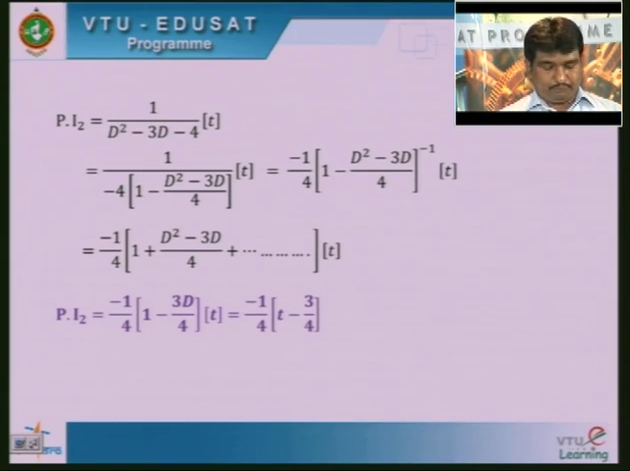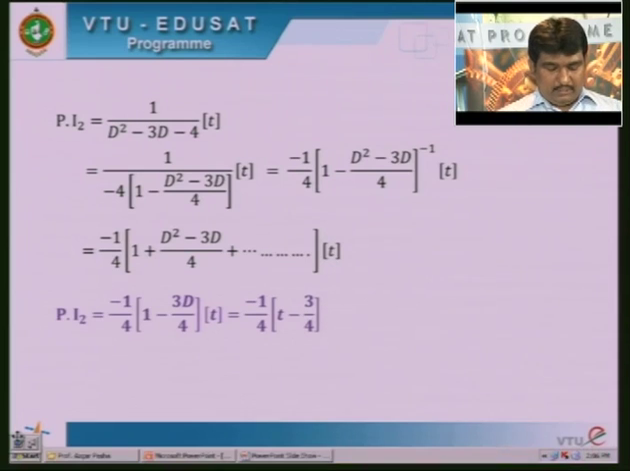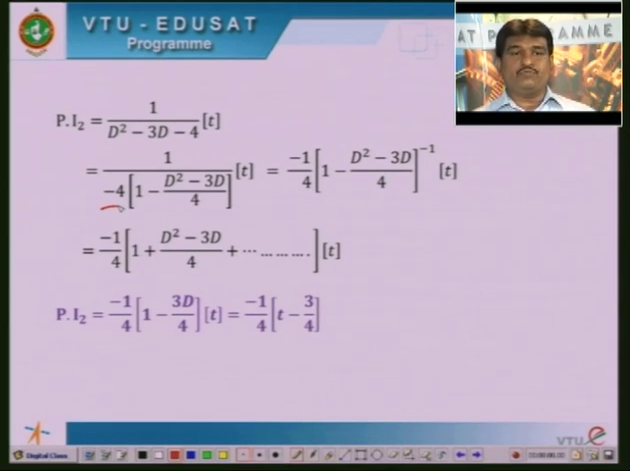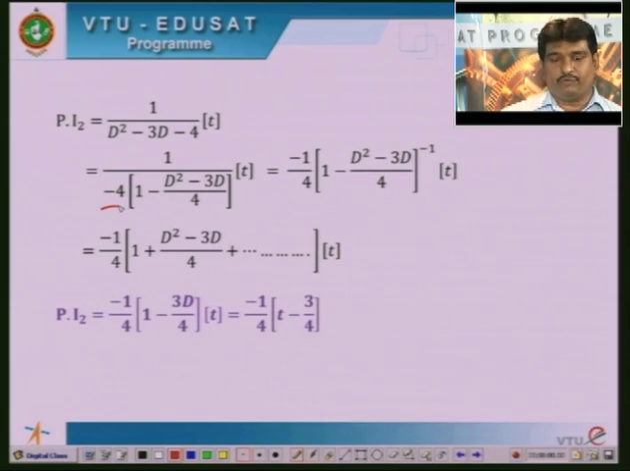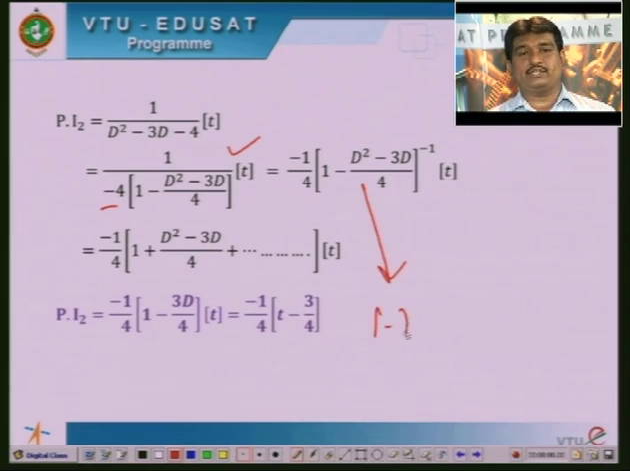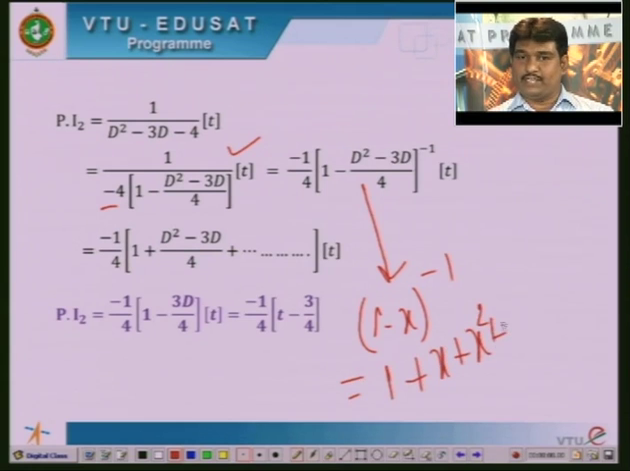So take minus 4 outside, then this becomes 1 by minus 4, 1 minus D square minus 3D divided by 4, operated on t. Take this to the numerator, it is minus 1 by 4, 1 minus D square minus 3D divided by 4 whole to the power of minus 1 operated on t. Now expand it, this is 1 minus x whole to the power of minus 1 expansion, which is equals to 1 plus x plus x square plus x cube and so on.